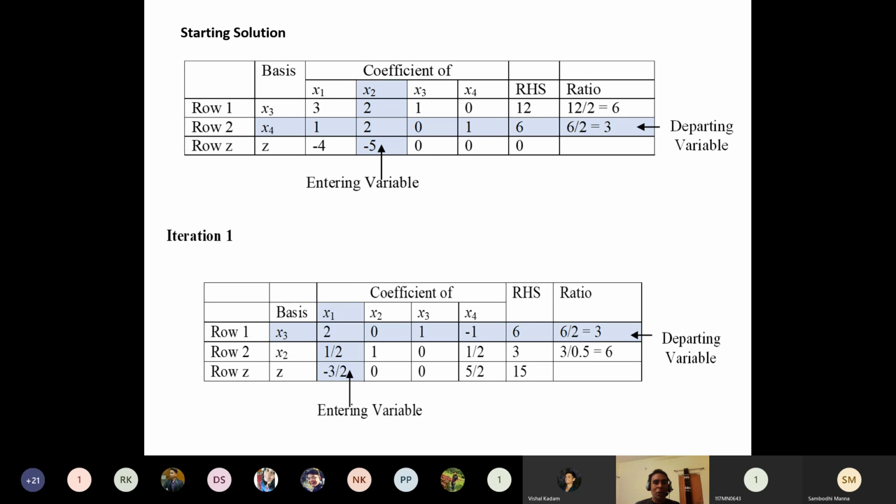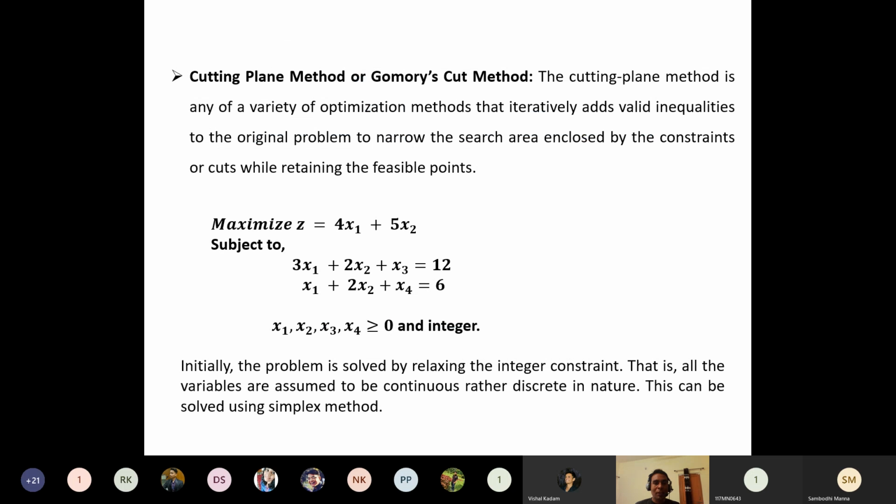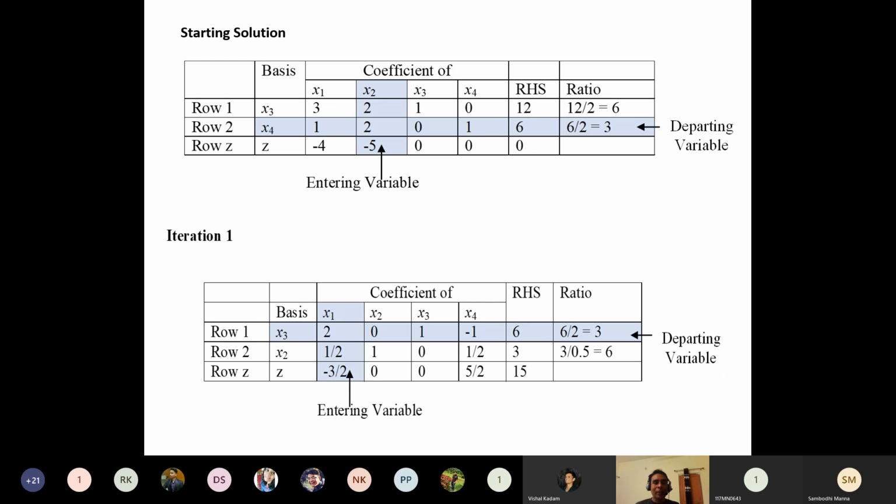In the initial solution, we are equating x3 equal to 12 and x4 equal to 6. And we are assuming x1 and x2 equal to 0 in the initial solution. We have started from the origin. So x3, x4 are in the initial solution. These are the basic variables, so that's why these are under the basis. And this is the format, as we have already discussed, for how to write a simplex table. So x1, x2, x3, x4, all the variables, and this is the right hand side, the solution. So this was the initial table.